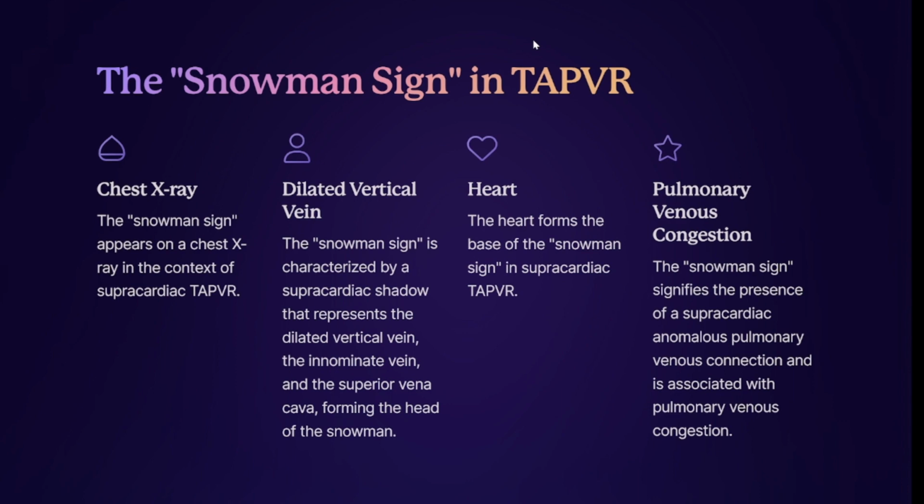Question 5. How does the snowman sign appear on a chest X-ray in the context of TAPVR, and what does it signify? A. The snowman sign appears in supracardiac TAPVR and is characterized by a supracardiac shadow that represents the dilated vertical vein, the innominate vein, and the superior vena cava, forming the head of the snowman, while the heart forms the base. This sign signifies the presence of a supracardiac anomalous pulmonary venous connection and is associated with pulmonary venous congestion.